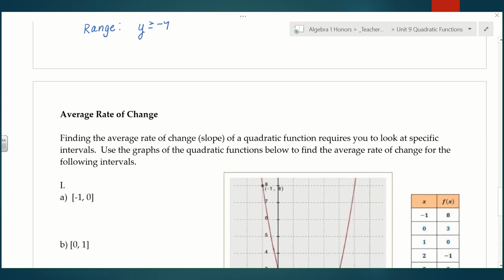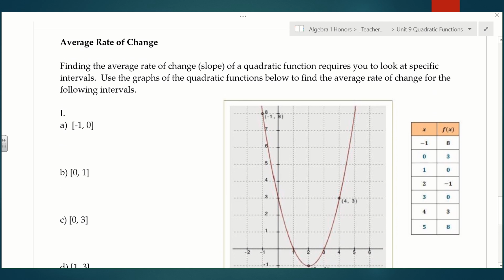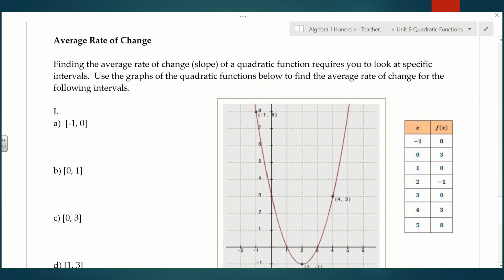Okay, so the last thing we're going to talk about today with parabolas is something called average rate of change. Now, we've learned about slope before. It says finding the average rate of change or slope of a quadratic function requires you to look at specific intervals. Use the graphs of the quadratic functions below to find the average rate of change for the following intervals.